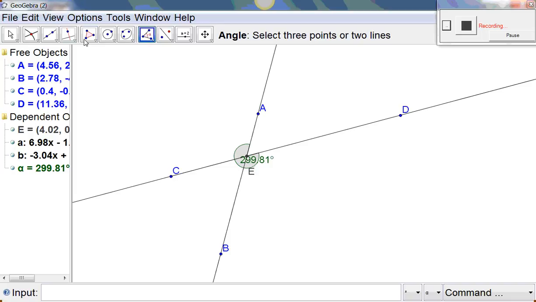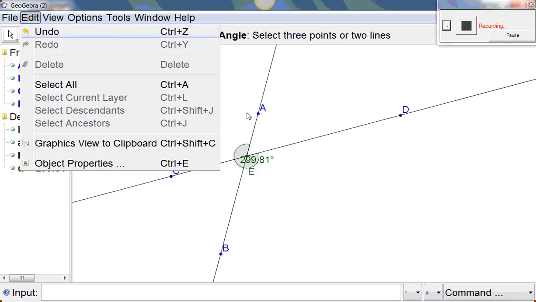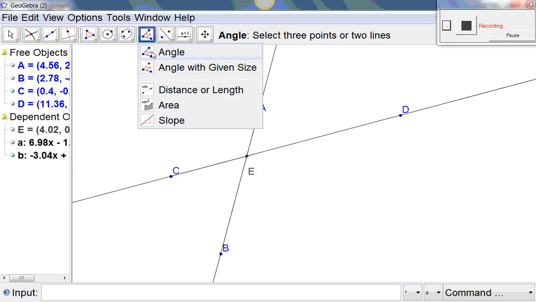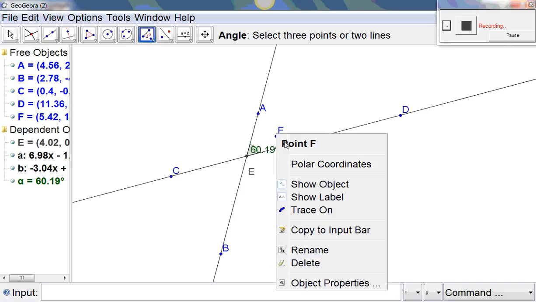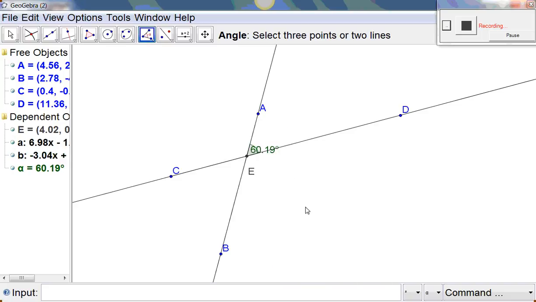Then let's try that a different way. No, I don't want to do that one. I want to measure this one. Let's measure D, E, A. There we go. Okay. I have a line F, I don't want that one. Delete that. Okay, so what is the measure of angle DEA? What do you see? 60.19, right? Is that true? Okay, good.